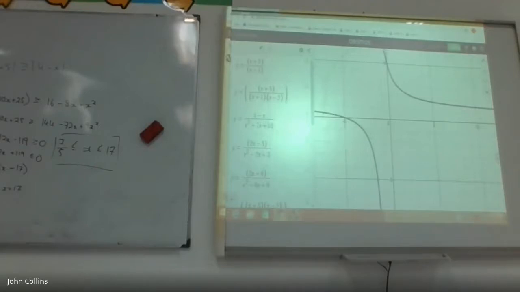Next one, then. What I've done with the next one, you may see this, is I've multiplied the denominator by another linear factor. How does that affect the whole thing? Predictions? It'll change both asymptotes.